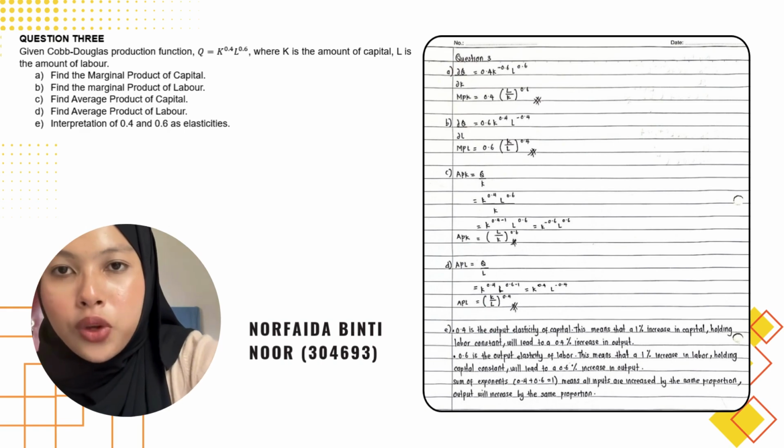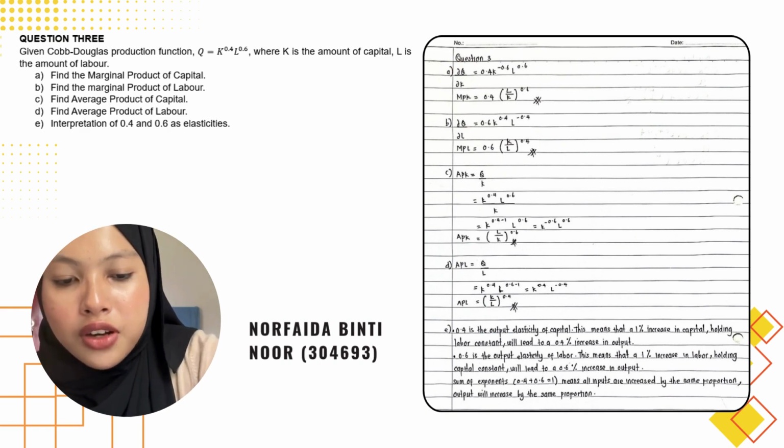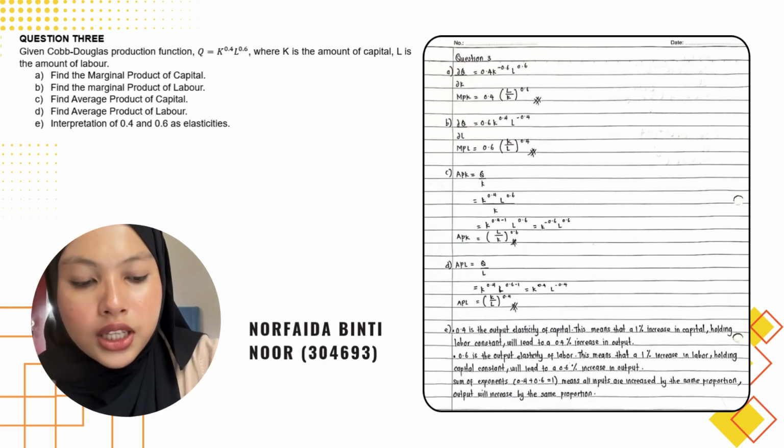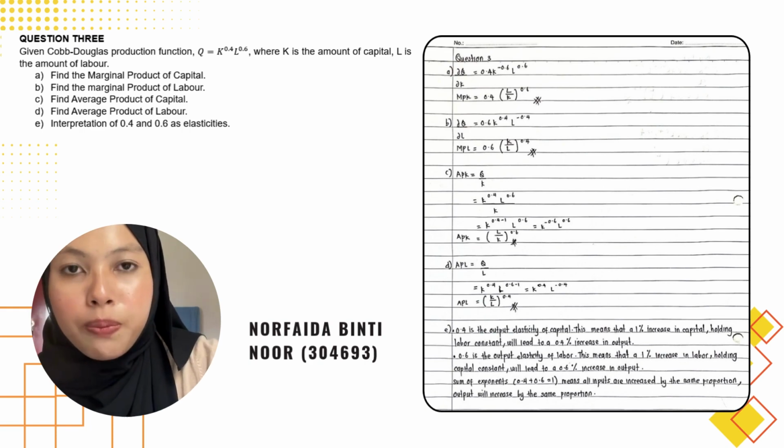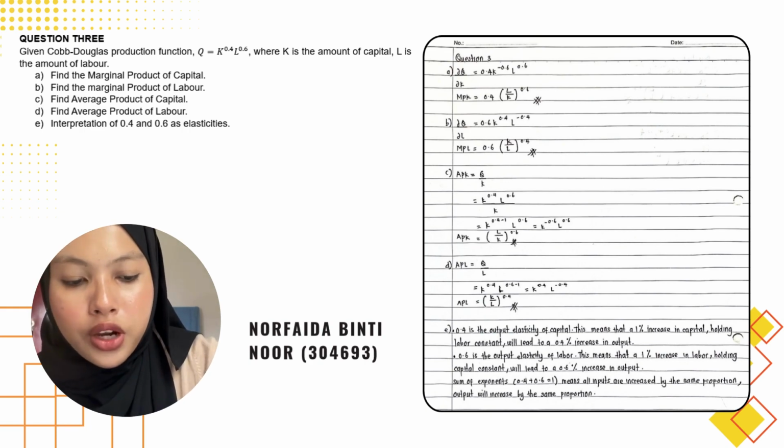For question C, we need to find the average product of capital. The formula is Q over K. Just put the original function given into Q. So we'll get the answer K to the power negative 0.6 L to the power 0.6. So we arrange our final answer becomes L over K to the power 0.6.